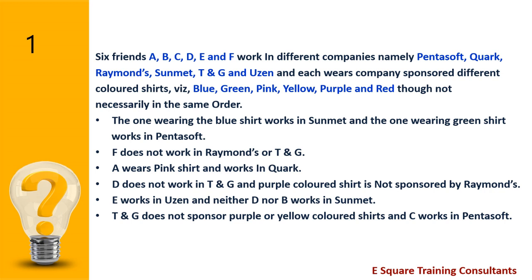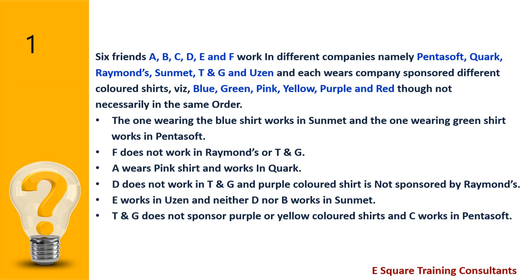Nothing is in the same order, which means A is not working in Pentasoft and wearing blue color. B doesn't work in Quark and wear green color. C is not working in Raymond's wearing pink color. So likewise, no data is in the same order. So everything is jumbled. We do not know who works in which company and wearing what color shirt.